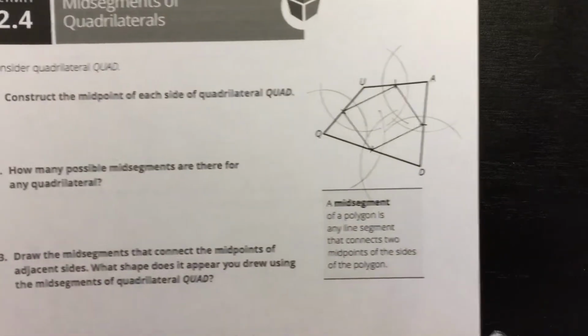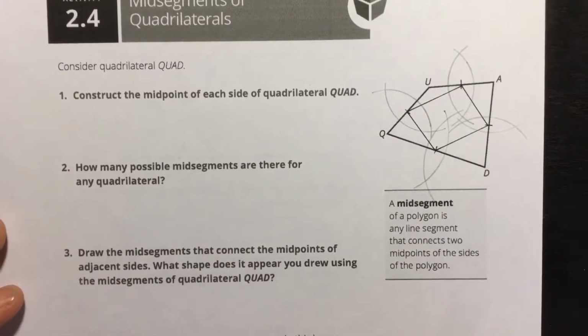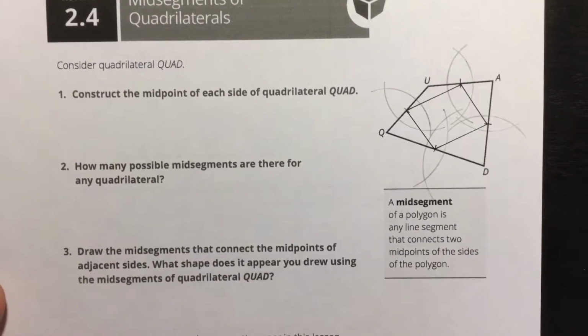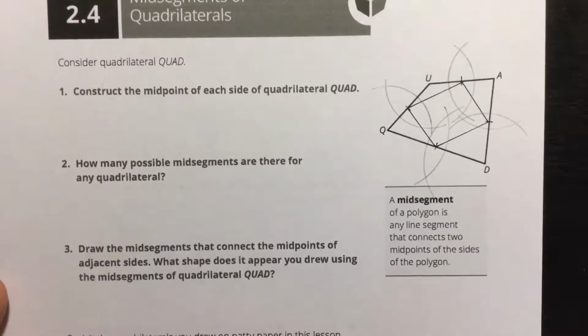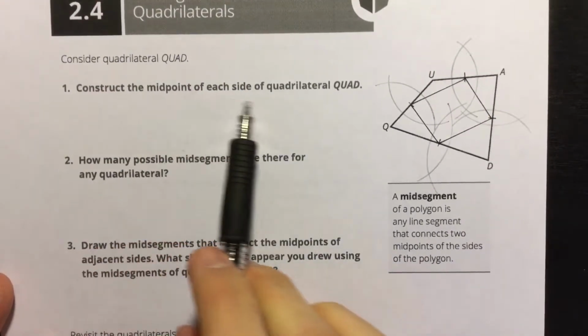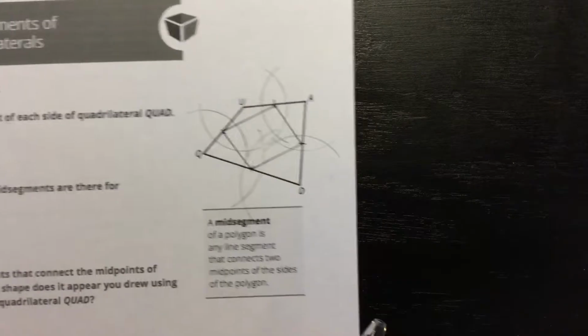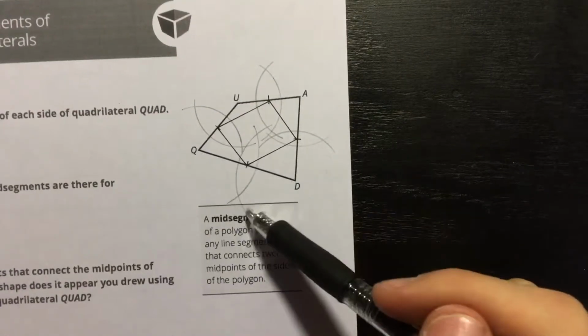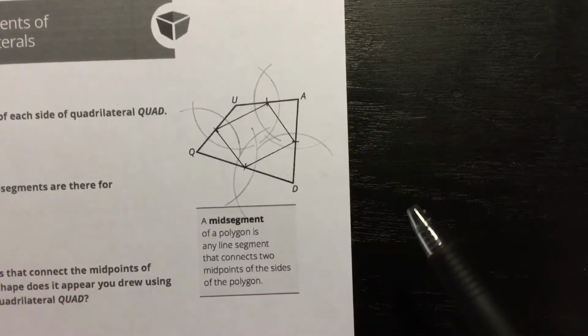I realize that me talking a lot in combination with doing constructions just takes up a lot of time. So I'm going to start doing this before most videos so that you guys can save some time. So here we go. Construct the midpoint of each side of quadrilateral quad. You can see I have all of these arc markings. Okay, so this is something that's important.